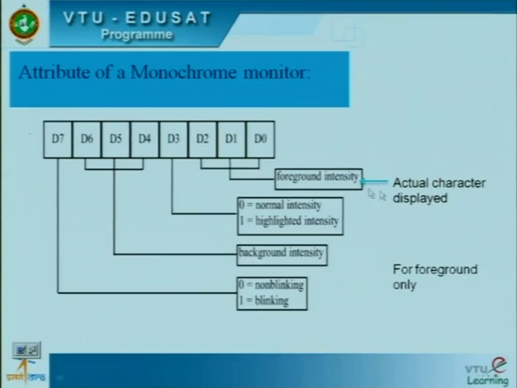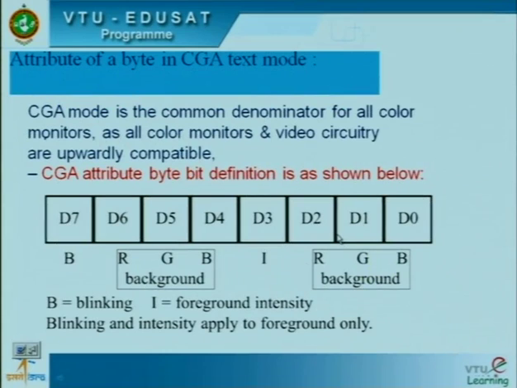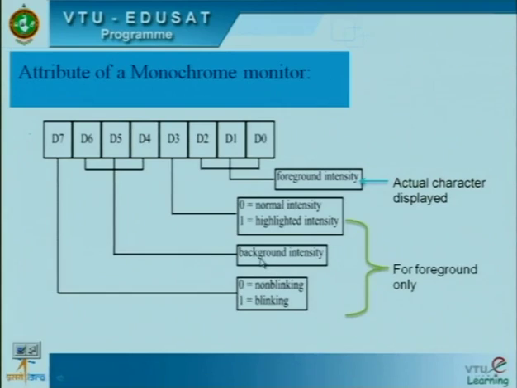Now see, the foreground intensity is for the actual character being displayed, and the remaining aspect is for the foreground only, that is whatever character we are trying to display. Sometimes I can also display my character in a blinking mode. You must have seen that sometimes the character on the screen will blink. You change the attribute of the character: by setting this to 0 it is non-blinking, and if you set this to 1, the character you are trying to display will be in the blinking mode.